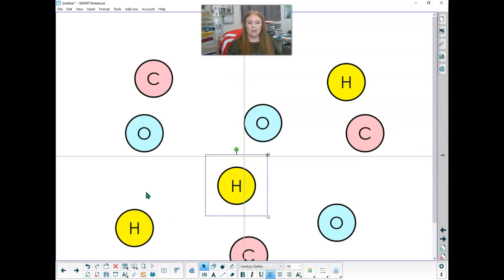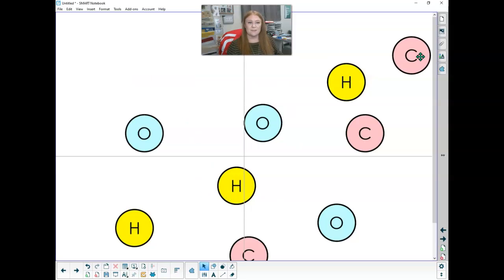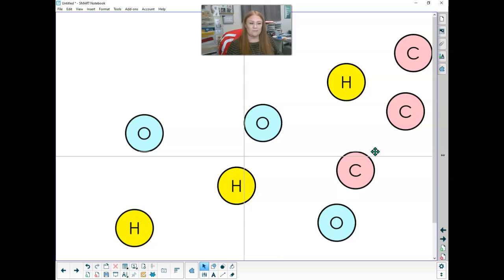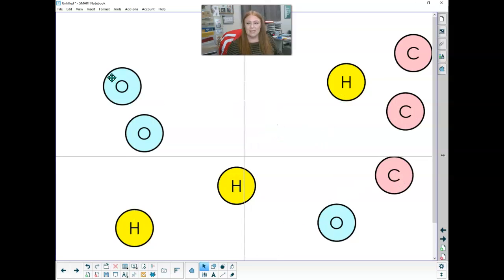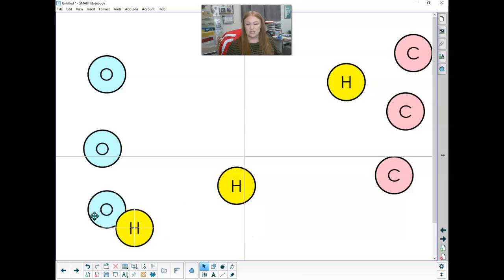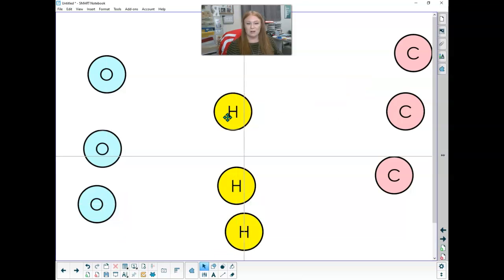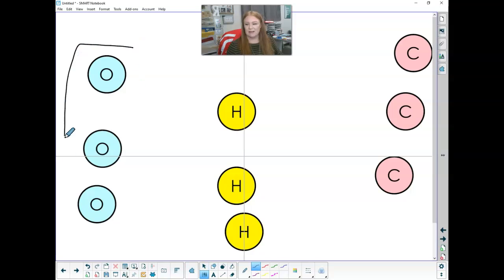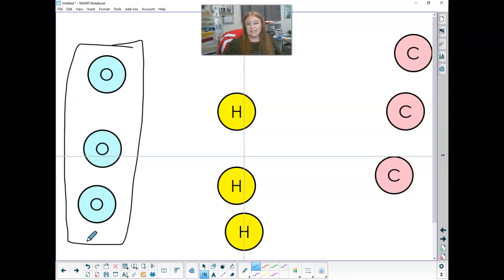Now, all of these are also atoms. They are different elements. So I could group all of the carbons together. I could group all of the oxygens together. I could group all of the hydrogens together. So here we have the element of oxygen. So now this is an element. Each of these are atoms, and together they're making an element.